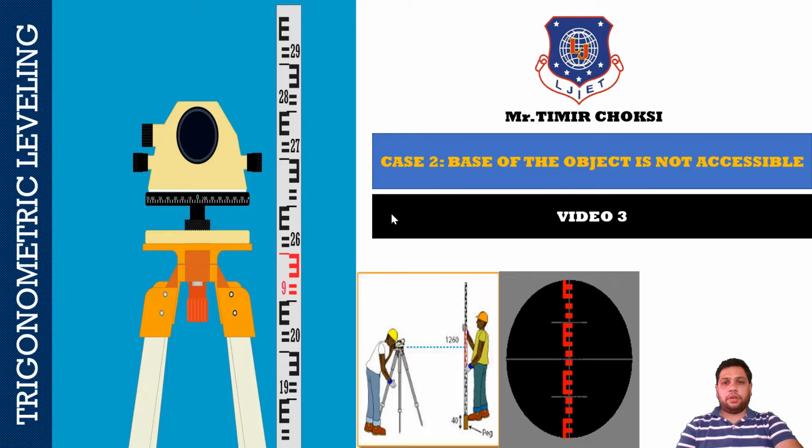Student, in this particular session, I have explained case number 2, where the base of the object is not accessible. You know that in the previous session, session number 2, I explained the derivation of case number 1 as well as an example of case number 1. In this session, I have explained case number 2 of trigonometric leveling.